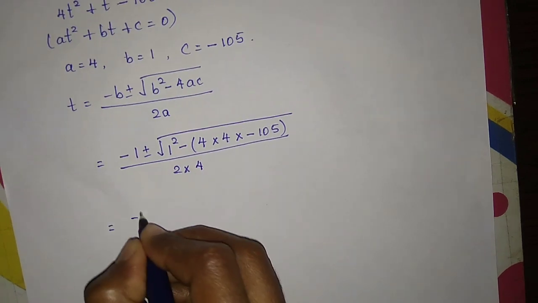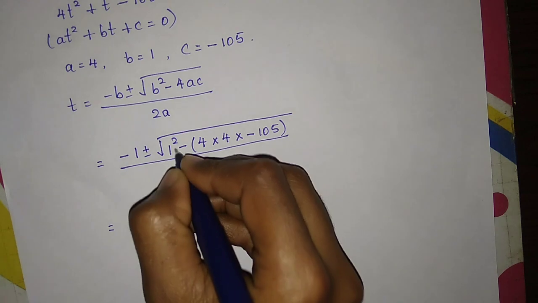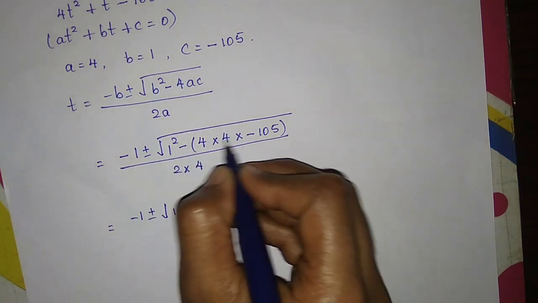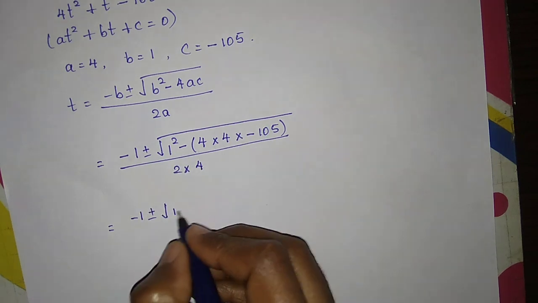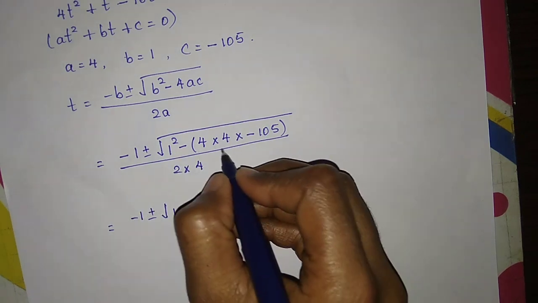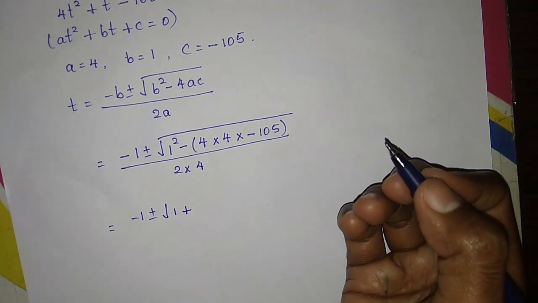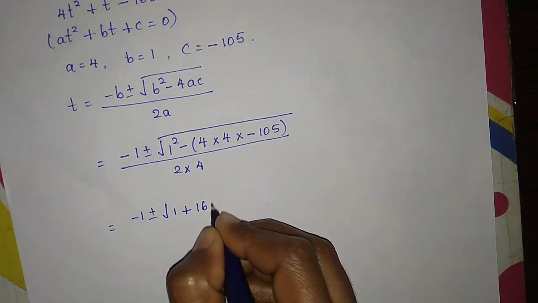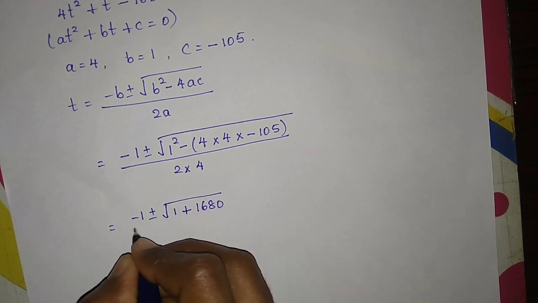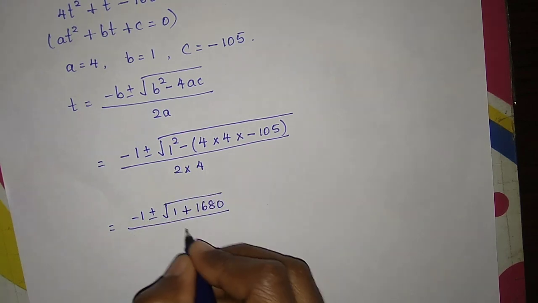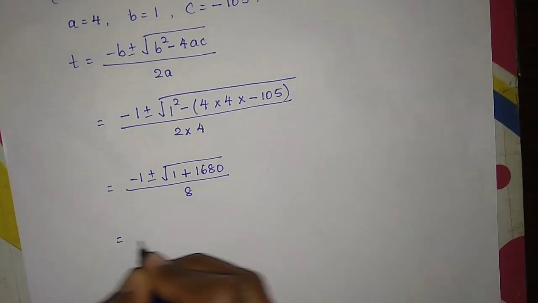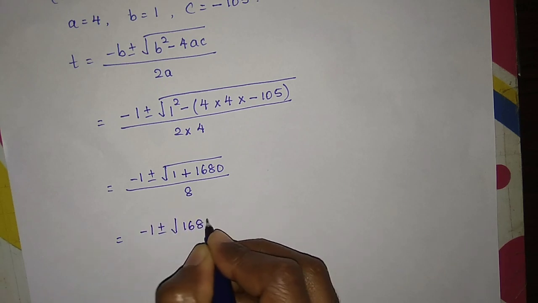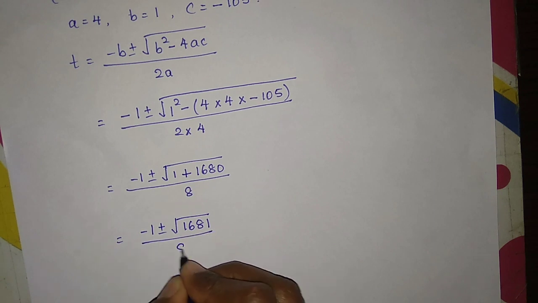That is equal to minus 1 plus or minus square root of 1 square is 1. If we bring this negative sign outside, minus into minus is going to be plus, and 4 into 4 into 105, you can find it out, it is going to be 1680, divided by 2 into 4 is 8. That is equal to minus 1 plus or minus square root of 1681 divided by 8.